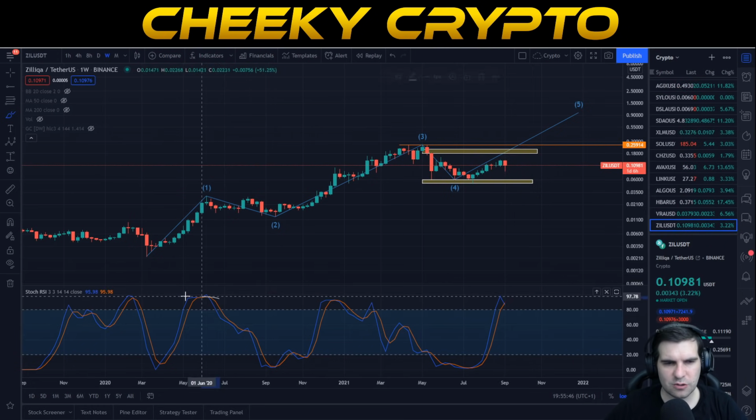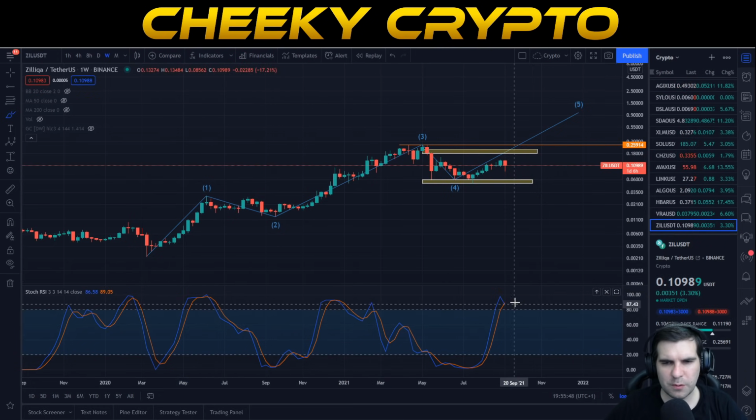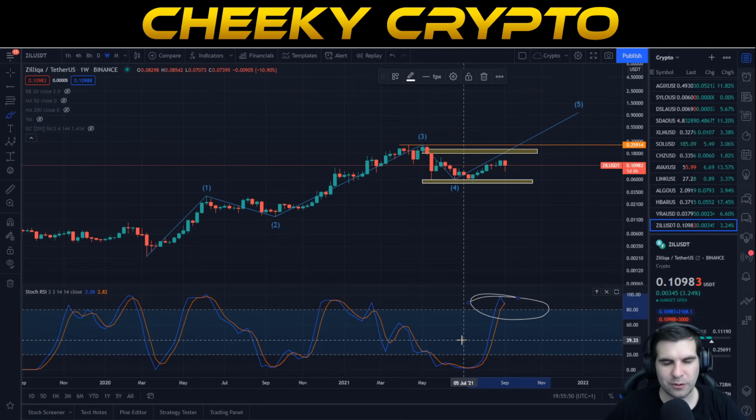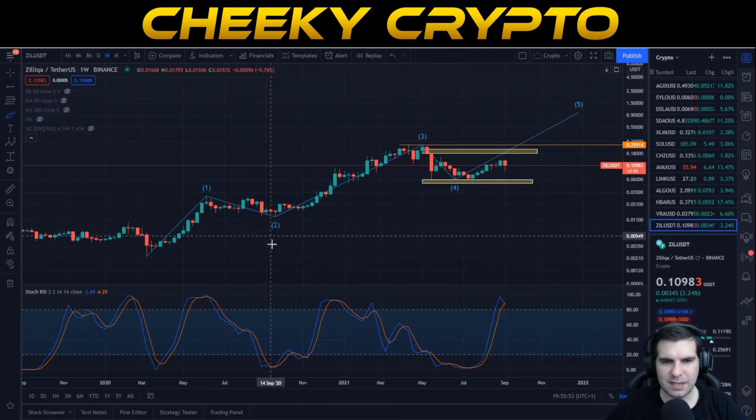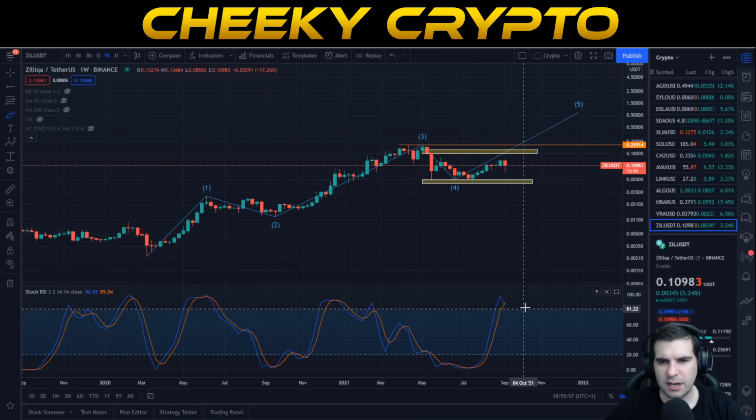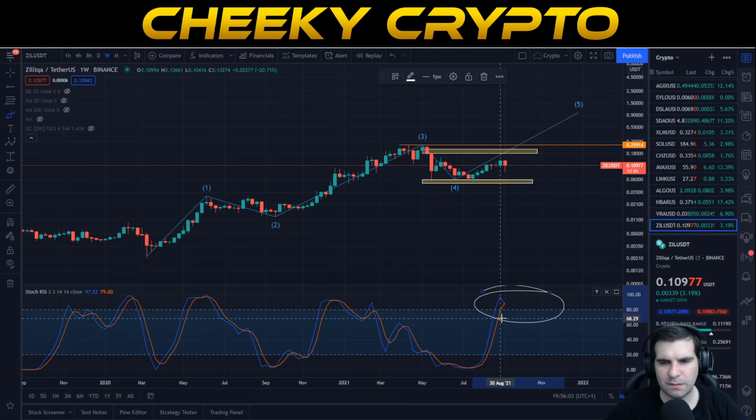We can see the stochastic during wave 1 was overbought, wave 3 was overbought, and we just entered the overbought area on wave 5. And what you can see here is oversold during wave 2, oversold during wave 4. So again, we can be up here for quite some time. We can stay overbought for several months between each of these waves. So again, it doesn't bother us that we're overbought.